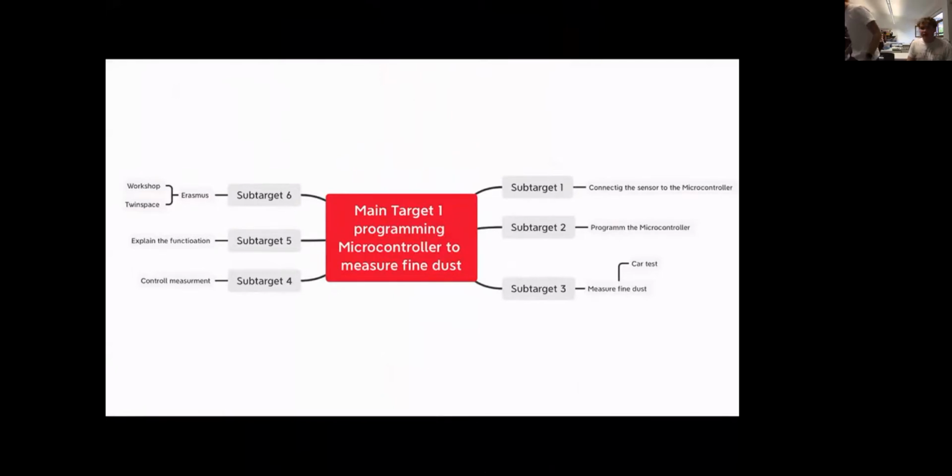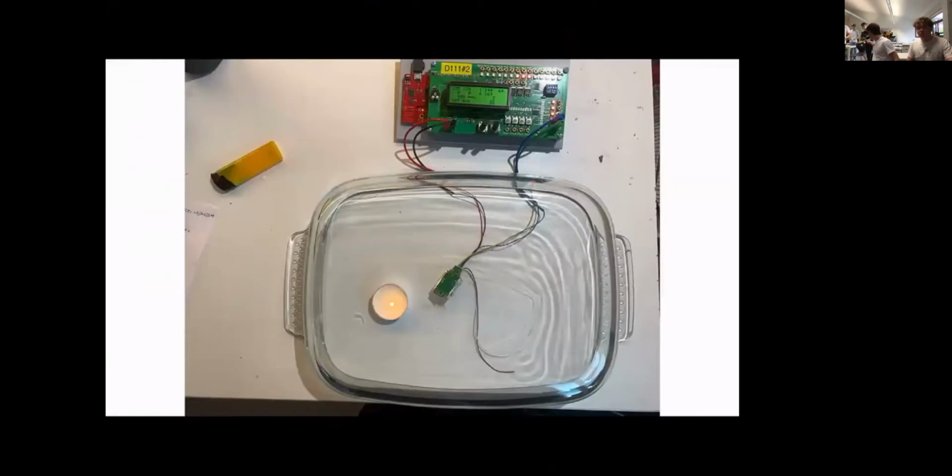Our task was to measure the CO2 in the air. Tim and Julian are going to tell you how they programmed our sensor, because I've got no idea about this, but they're pros. So let's go.